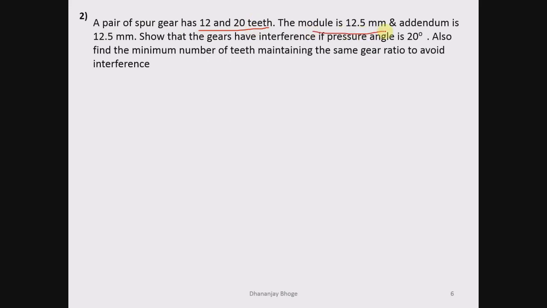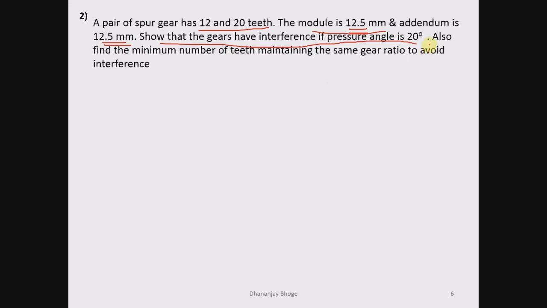Module is 12.5 millimeters. Now all of you remember, module for two mating gears is always the same. And module for this is given as 12.5 millimeters, and addendum is also 12.5 millimeters. Show that the gears have interference if the pressure angle is 20 degrees. What we have to show is that the gears are having interference when the pressure angle is 20 degrees.